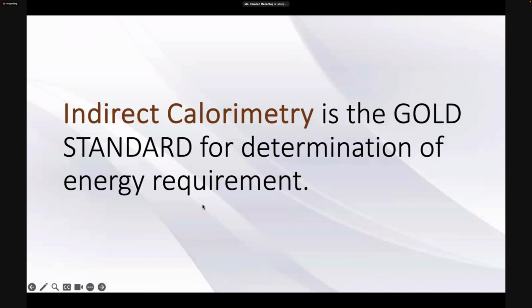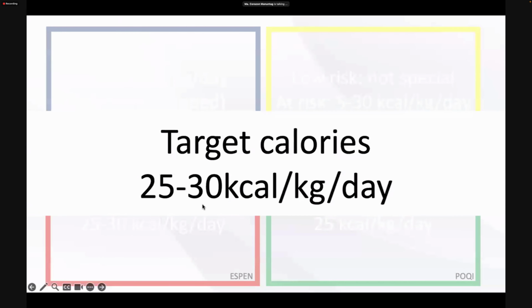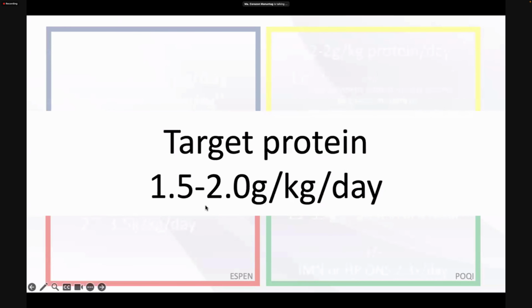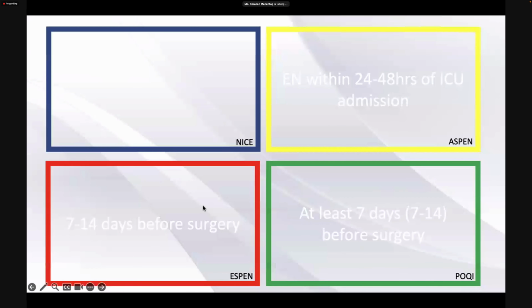Indirect calorimetry is the gold standard for determination of energy requirement. However, in your exam, what we always still use is the numeric, because we cannot give you indirect calorimetry values, since that would immediately give the requirement. So we still use your 25 to 30 kcal per kilo per day as a target calorie requirement and your target protein to be anywhere between 1.5 to 2 grams per kilo per day for your surgical patients.